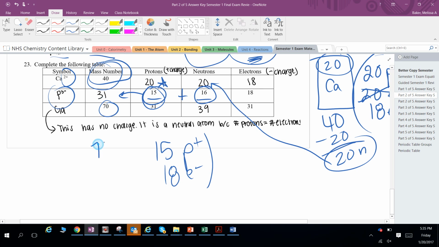Last but not least, you can take the mass number minus protons again to get the number of neutrons for Ga. And since it's neutral, or since it has 31 protons and 31 electrons, there's no charge.